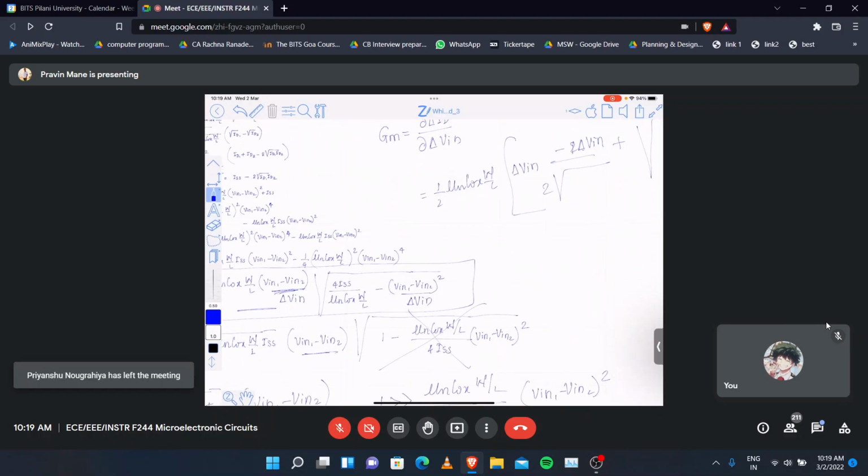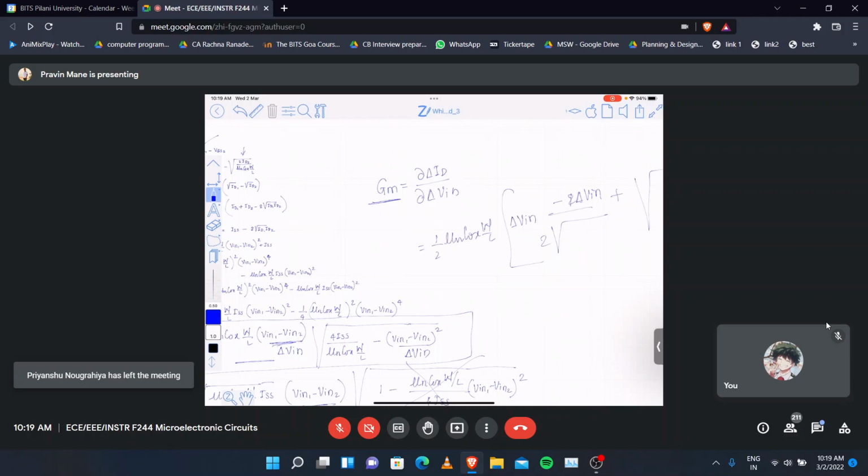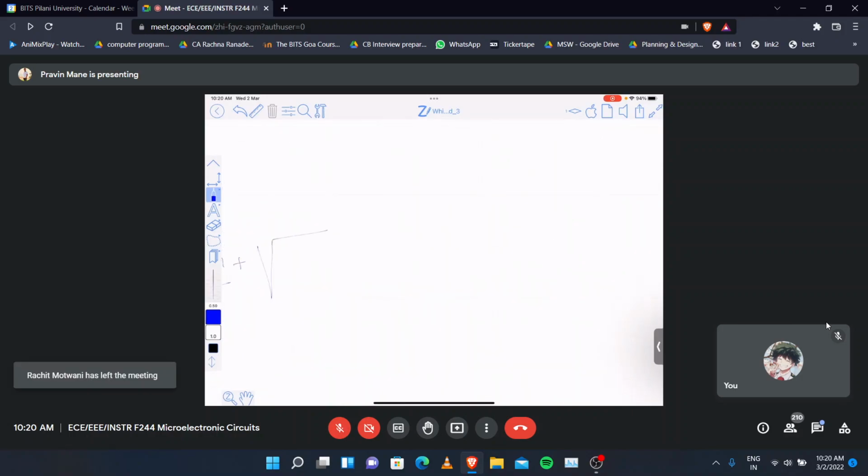And in order to find out the maximum value of capital GM, what is it? Now you tell me what is the difference between capital GM and small gm.